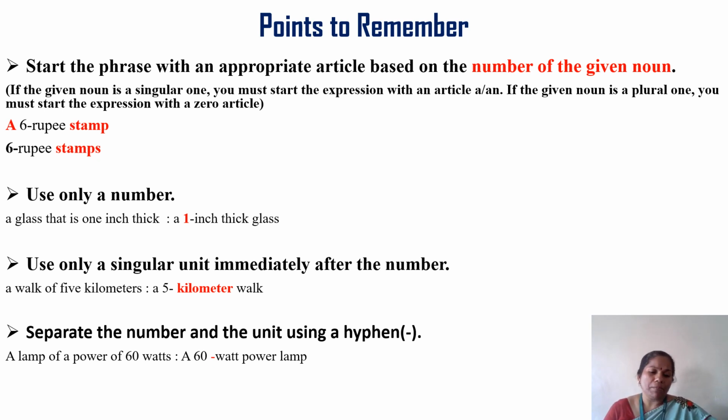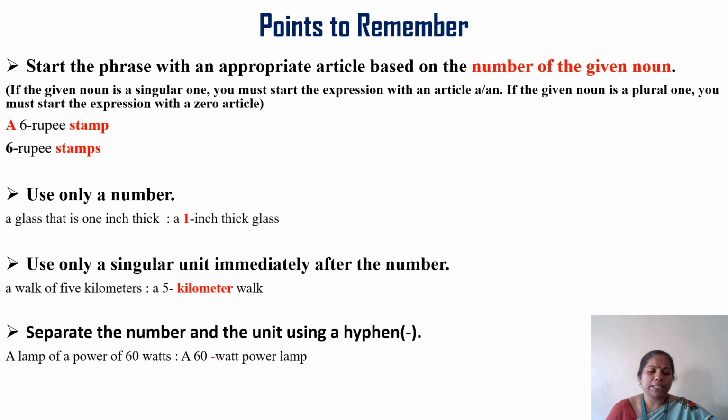The next point to be kept in mind is that we have to use only a singular unit immediately after the number. Look at the sample. A walk of 5 kilometers. 5 is the number. Immediately after the number 5, we should give only the singular form of the unit. In the question, you would be given only the plural form of the unit, but you have to change it to a singular unit and place it immediately after the number. So, a 5-kilometer instead of kilometers.